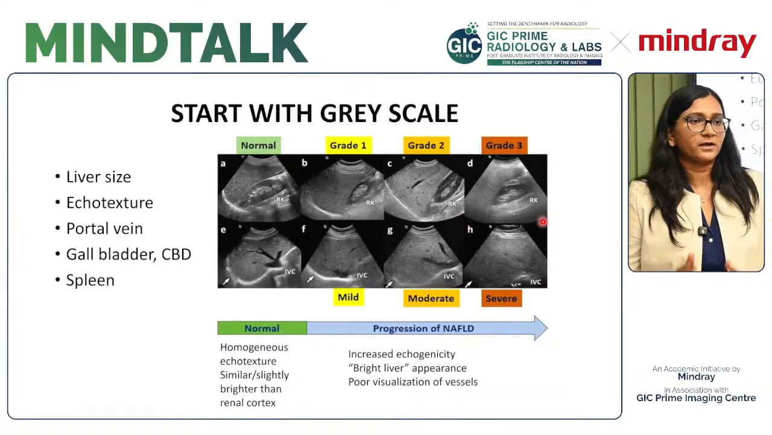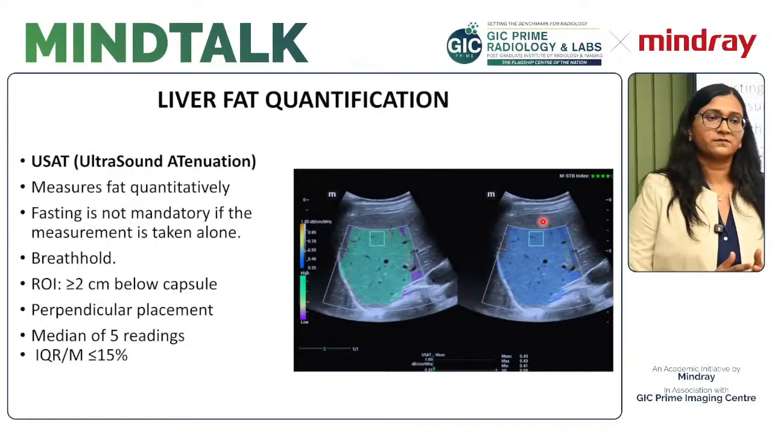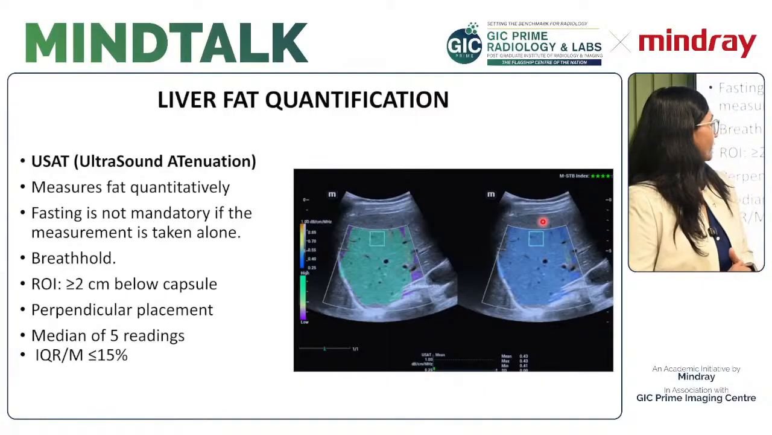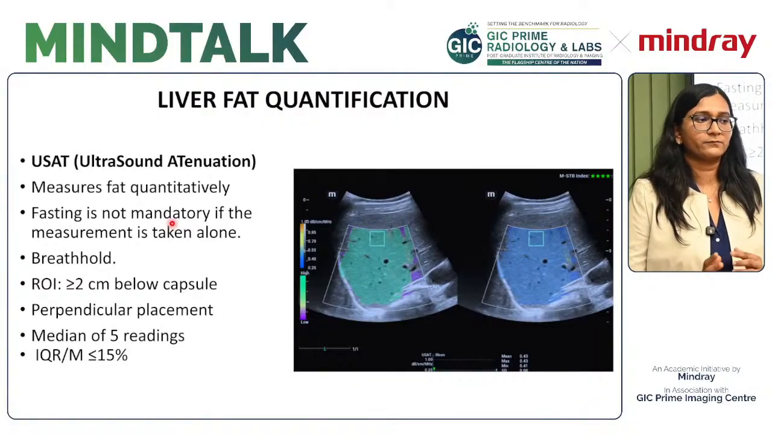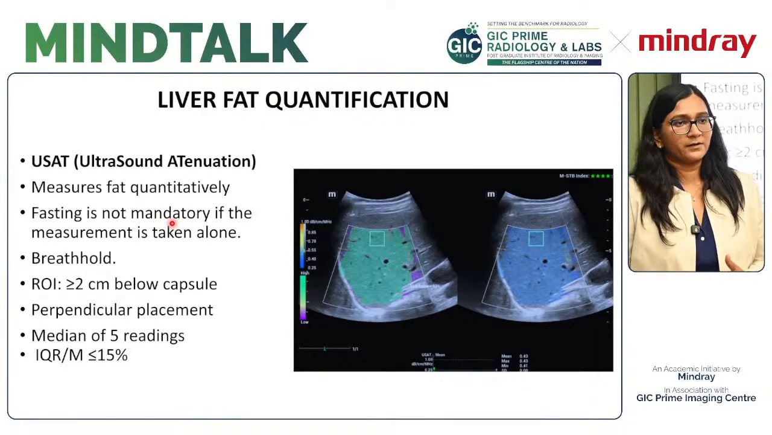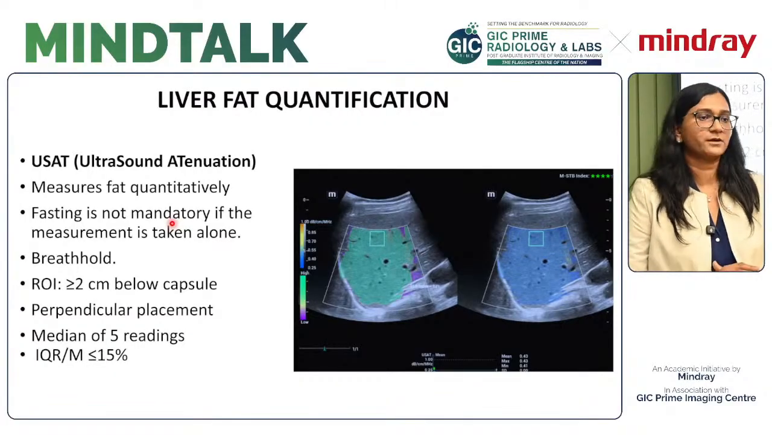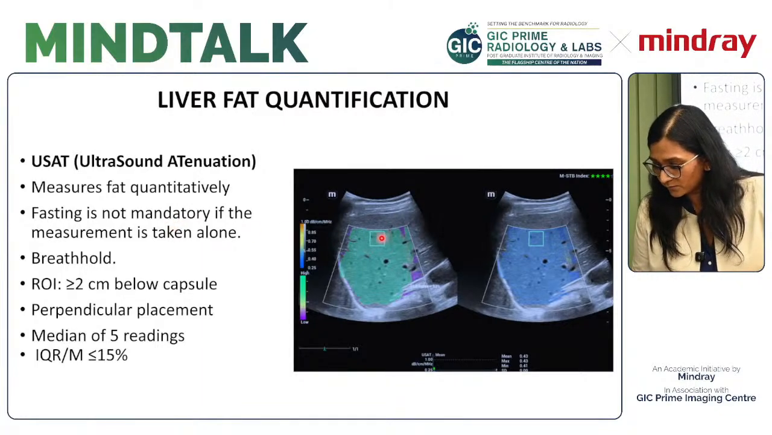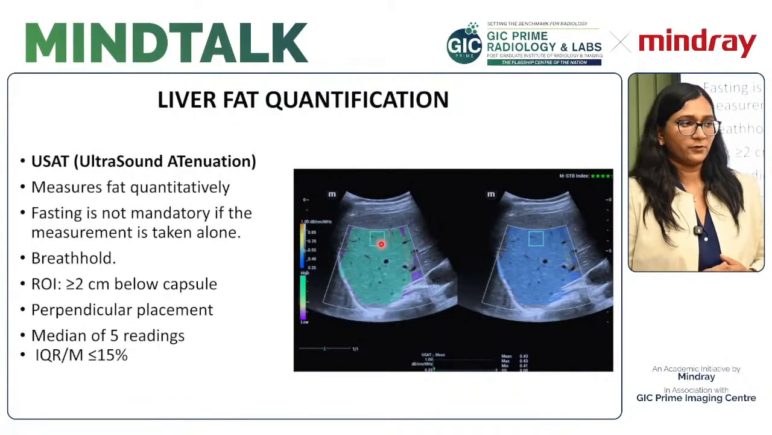So there is a need to quantify the fat, how much percentage of the hepatocytes are affected. So this state-of-the-art Mindray machine has provided us this USAT value, that is ultrasound attenuation. It measures the fat quantitatively, and fasting is not mandatory if the measurement is taken alone. Fasting is mandatory if we are doing FibroScan alongside fat quantification. The patient should be able to hold their breath for at least a few seconds. This box is placed perpendicular to the liver capsule and at least 2 centimeters below the capsule. A total of 5 readings are taken and the median value is calculated.